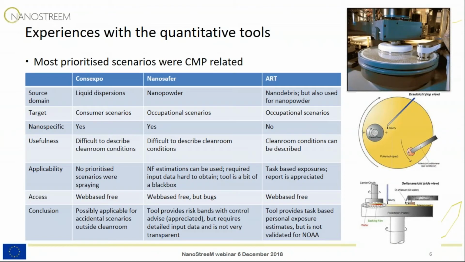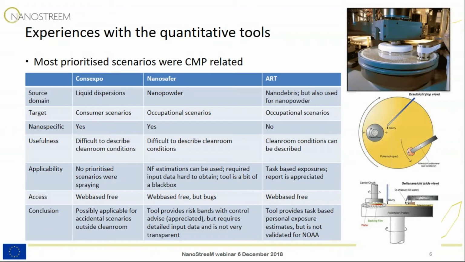So Consexpo turned out not to be that applicable. For NanoSaver, the near field estimations could be used, but to gain these estimations, the tool required input data that were quite hard to obtain. And besides that, we found out that the tool is a bit of a black box, so it gives you an answer, but you don't know exactly how it's been generated. Then ART gives you task-based exposures, and it's combined with a report in which you can see exactly what your input was to gain this exposure estimate.